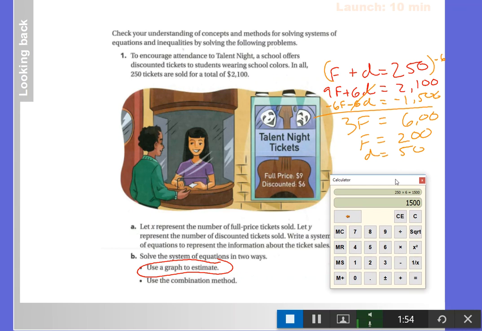And just to double check this, so 200 times the $9, that's $1,800. 50 times $6 is 300, and 300 plus 1,800 is 2,100, so I double checked my work. Okay.